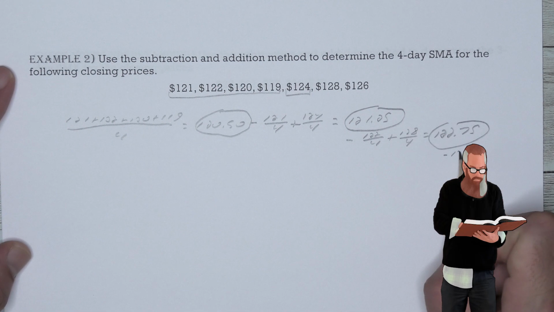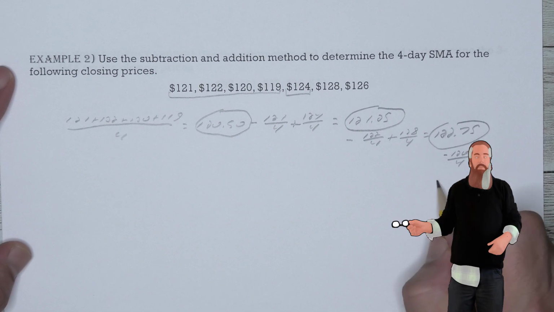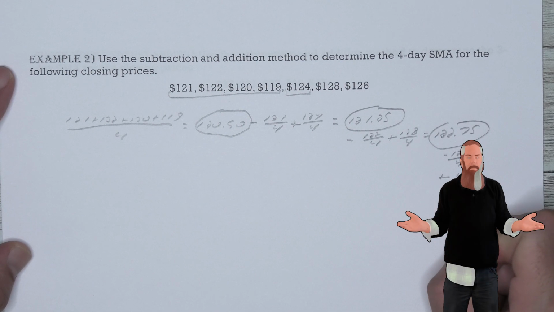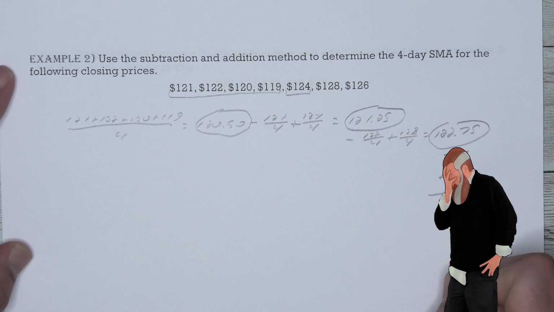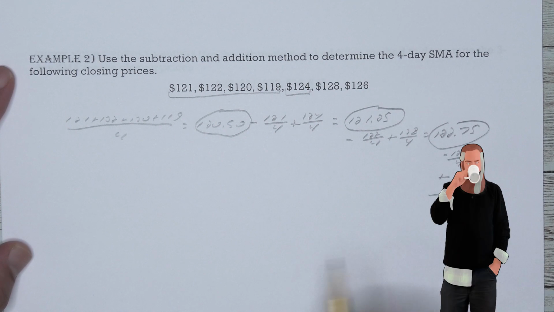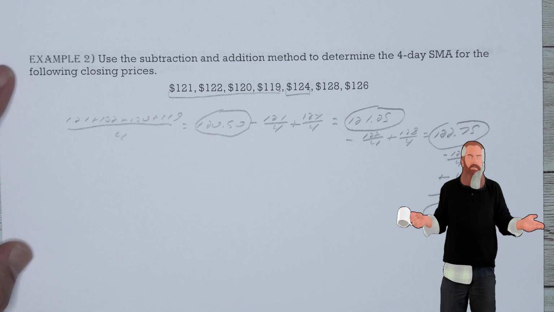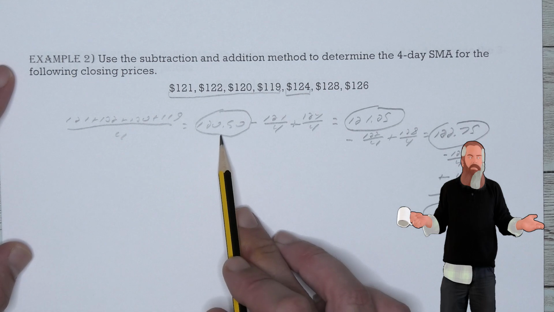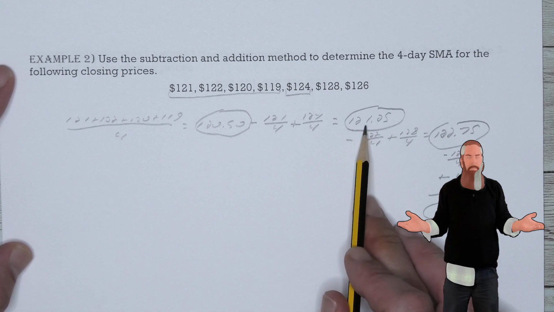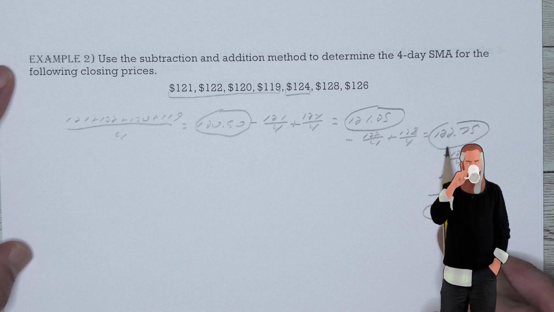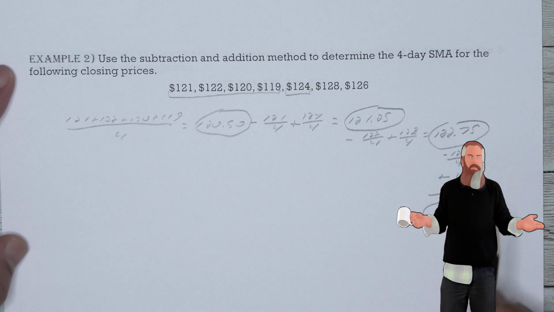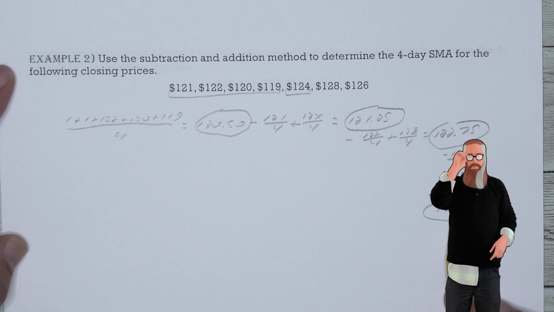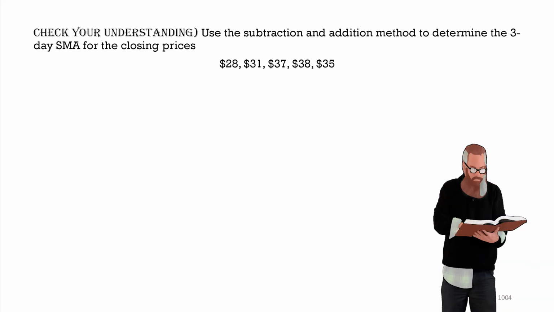From there, we subtract 120 over 4, and we add 128 over 4 to give us 124.25. So the simple moving averages are 120.5, 121.25, 122.75, and 124.25.